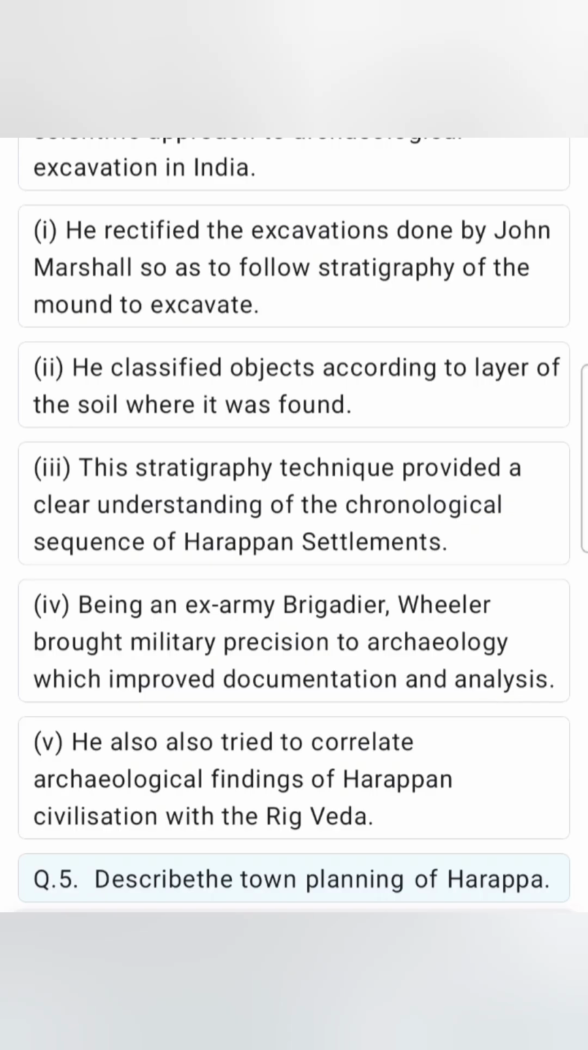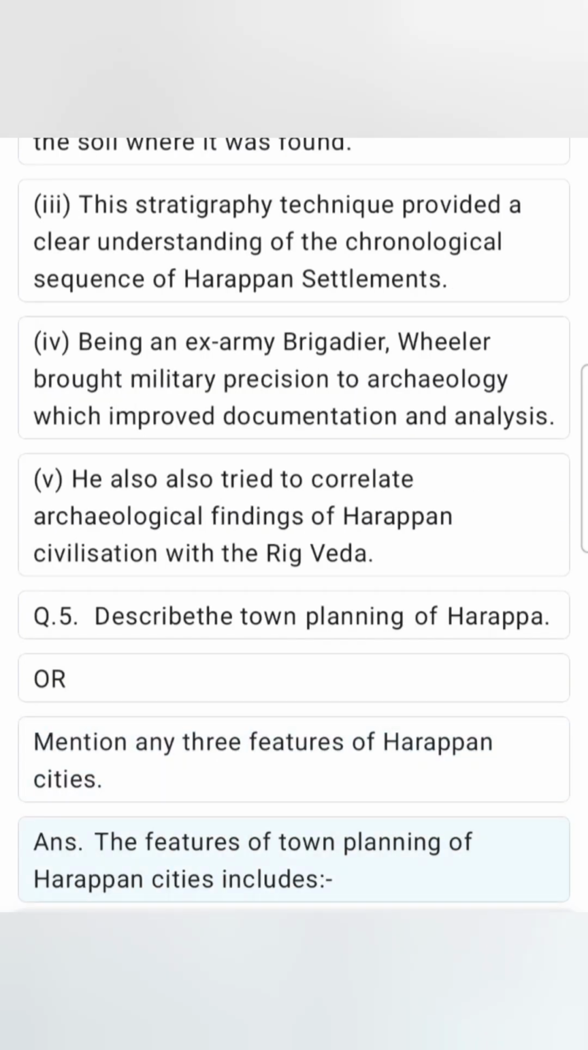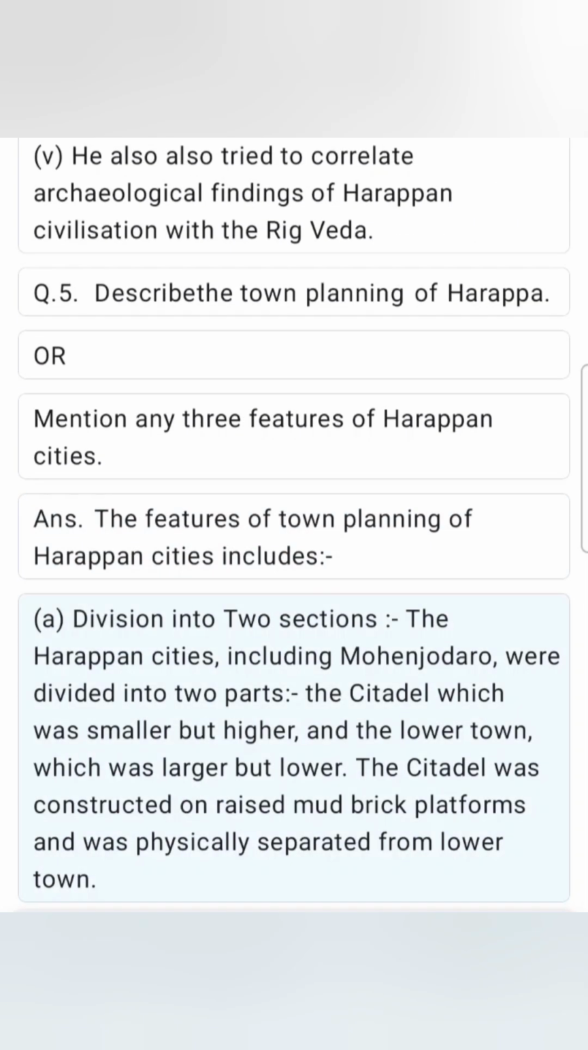Q. 5. Describe the town planning of Harappa. OR. Mention any three features of Harappan cities. Ans. The features of town planning of Harappan cities include a division into two sections. The Harappan cities, including Mohenjo-daro, were divided into two parts: the citadel, which was smaller but higher, and the lower town, which was larger but lower. The citadel was constructed on raised mud brick platforms and was physically separated from the lower town.